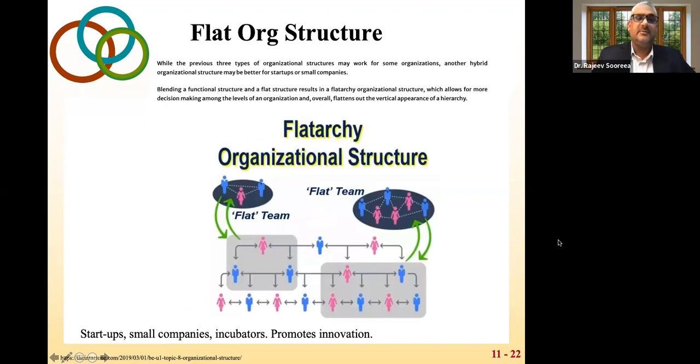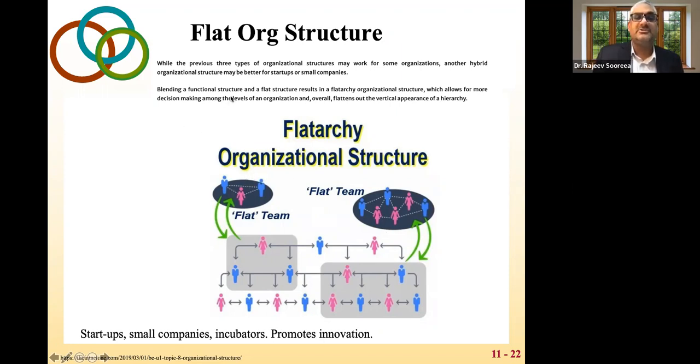And finally, we have a flat organization structure. This is another hybrid kind of organization where things are a little bit flat. These are for smaller firms, startups, incubators. If you want to promote innovation, this is the kind of structure that you want to have. We call it a flatarchy organization structure.